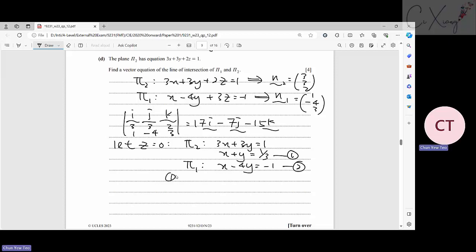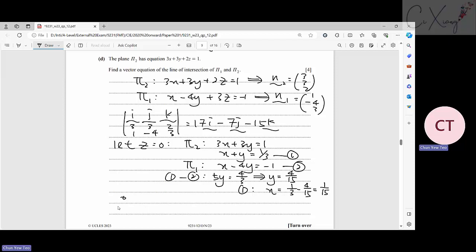So take the first equation minus the second equation, you get 5y equals 4 over 3. Then y equals 4 over 15. If y is equal to 4 over 15, from equation 1, x will be 1 over 3 minus y. So that means it will be 1 over 3 minus 4 over 15. You're supposed to get 1 over 15. Okay, that is your x.